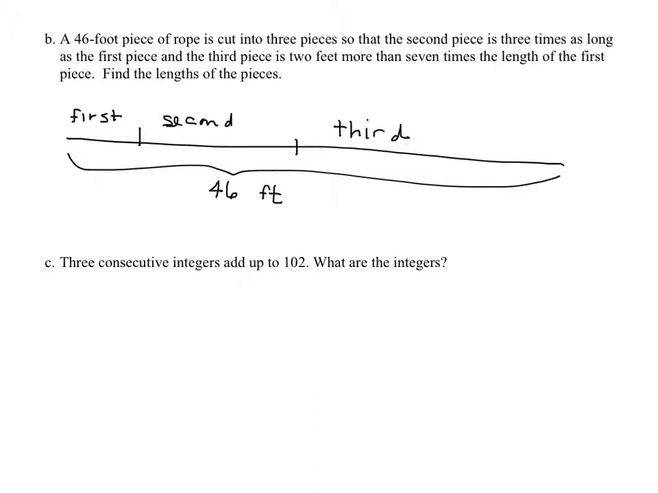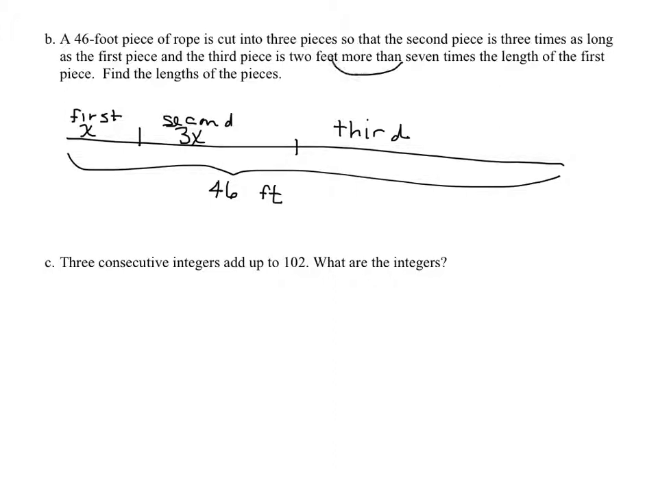So I am going to let the first piece be x. All right, so under the word first, I let it be x. Under the word second, it says the second piece is 3 times as long as the first piece. So the second piece is going to be 3x, 3 times x. And the third piece is 2 feet more than 7 times the length of the first piece.